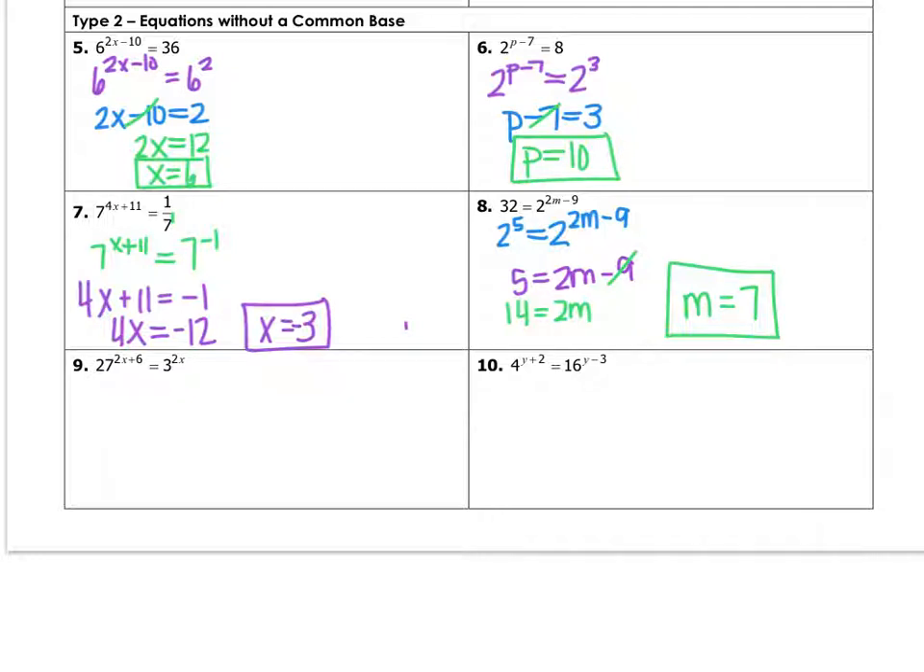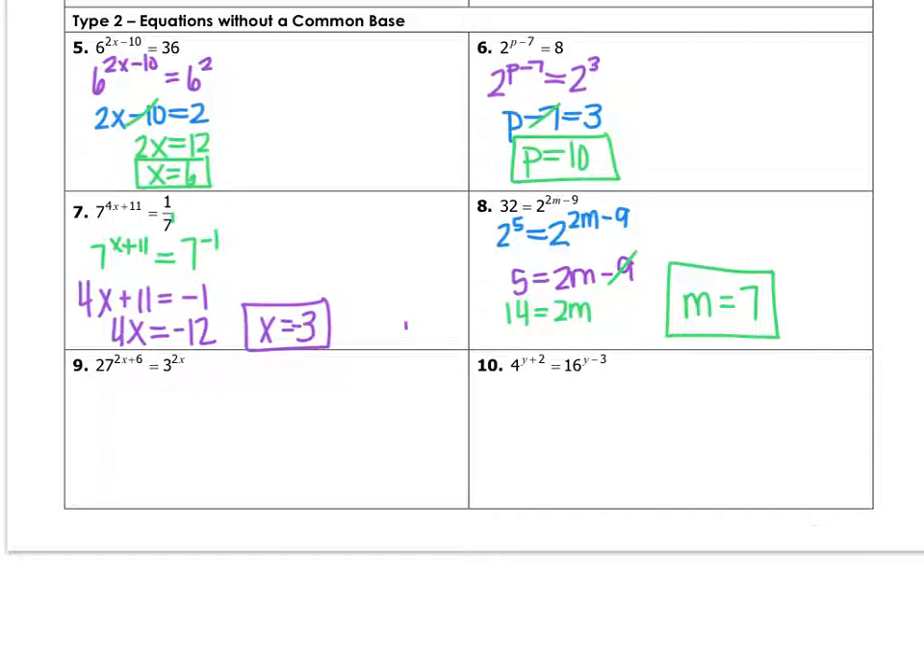All right, so 9 and 10 are similar to these problems, but they take it up a little bit more difficult. So let's go ahead and look at example 9. So I have 27 to the 2x plus 6 equals 3 to the 2x. A big hint right here is that my base is probably going to be 3. So then I look at 27 and ask myself, can I make 27 have a base of 3? I know that 3 to the first power is 3, 3 to the second power is 9, and then 9 times 3 would be 27. So 3 to the third power is going to be 27.